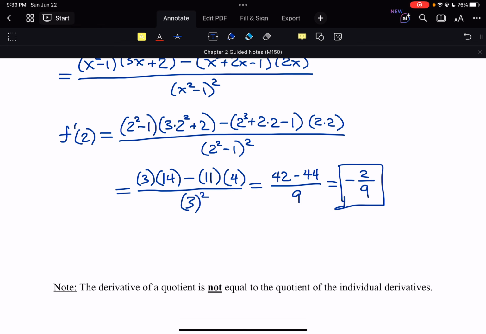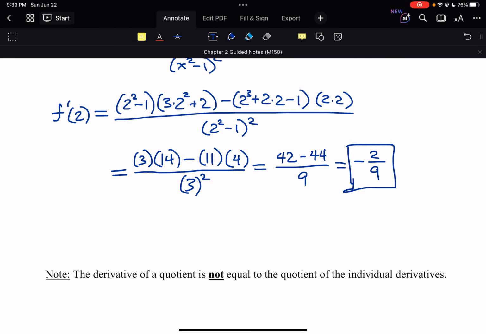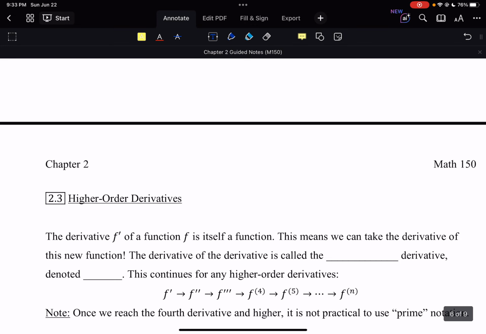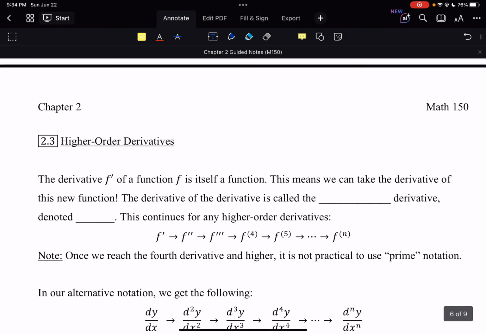And just a final note at the end, just like with the product rule, the quotient rule does not have any kind of fun shortcuts or simple solutions. The derivative of the quotient is not equal to the quotient of the individual derivatives. So you can't just split it up across the quotient. It doesn't work that way. Only addition and subtraction is where we can do that. But that brings us to the end of section 2.2. Let's go ahead and move over to section 2.3.